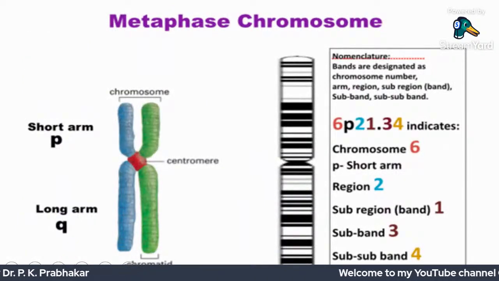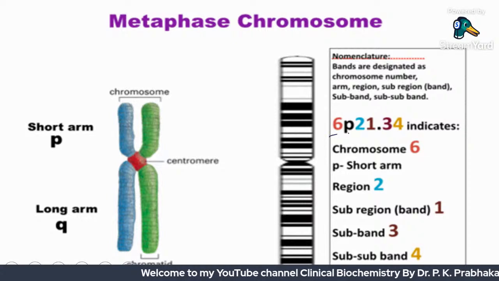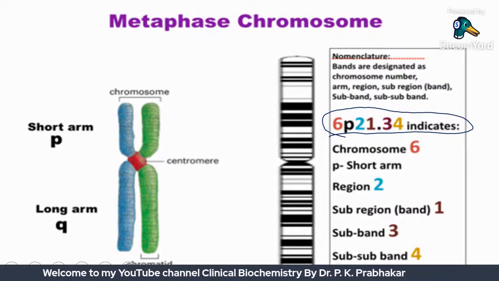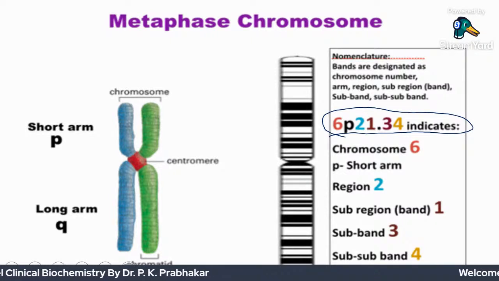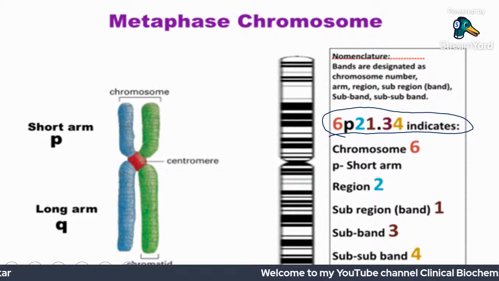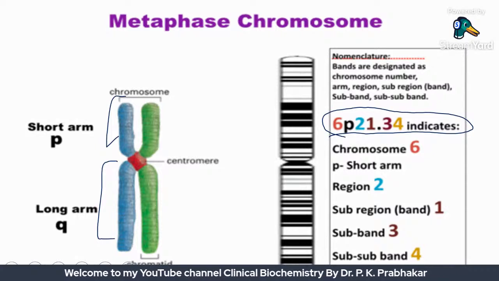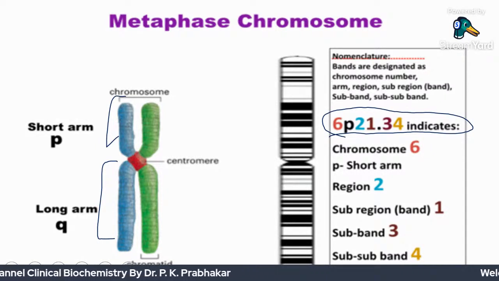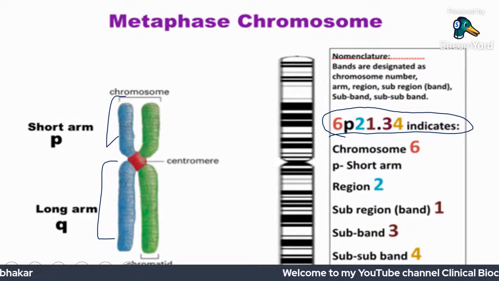Whenever we study chromosomes, this is the type of structure we talk about. Chromosomes have different chromatids, and each chromatid has one longer arm and one shorter arm. The short arm we call the P arm, and the long arm we call the Q arm. These arms are divided into regions, and the regions are divided into bands, which are also called sub-regions, sub-bands, and sub-sub-bands.